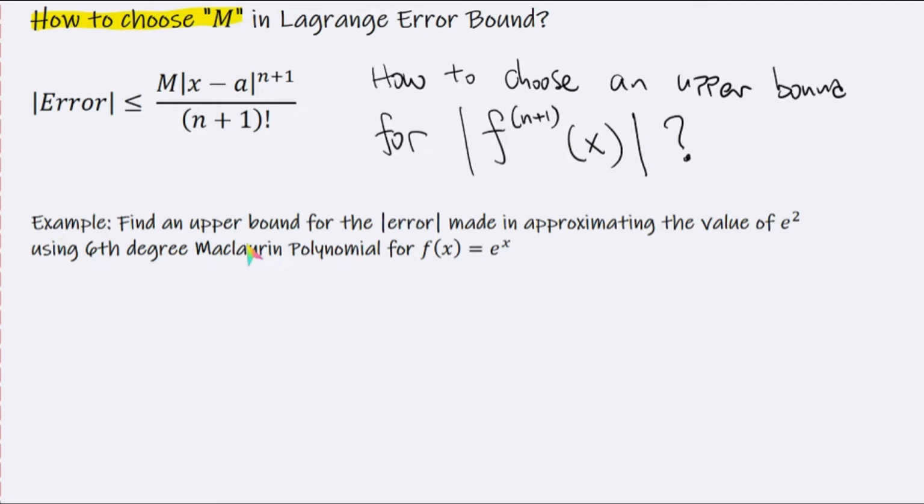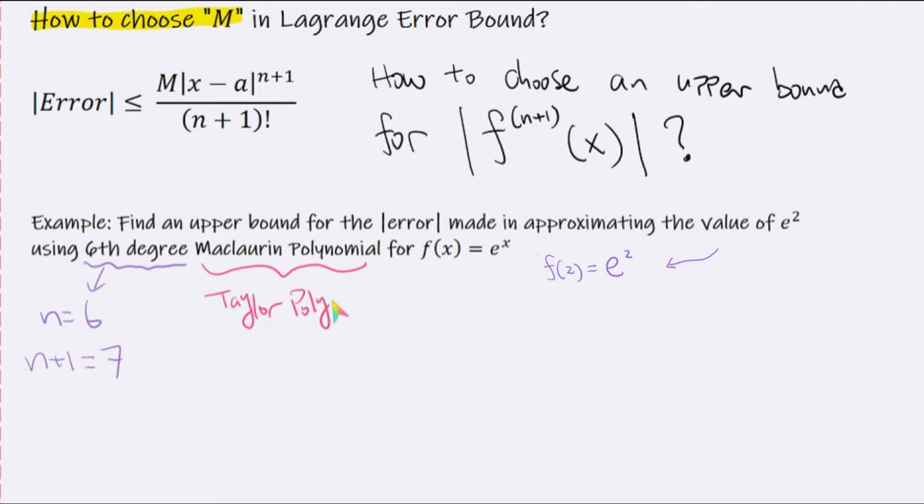So let's look at an example here. We are trying to find an upper bound for the absolute value of the error made in approximating the value of e squared using the 6th degree Maclaurin polynomial for f of x equals e to the x. So this means we want to approximate f of x for x equals 2. We're using a 6th degree polynomial, which means our n is equal to 6. So n+1 is 7. Maclaurin polynomial is the same as Taylor polynomial centered at 0, so that's telling us that a is equal to 0.